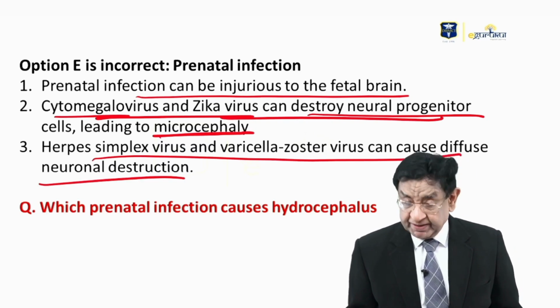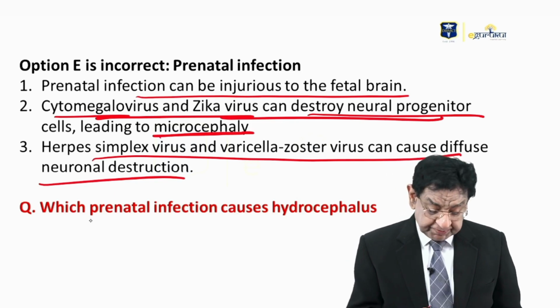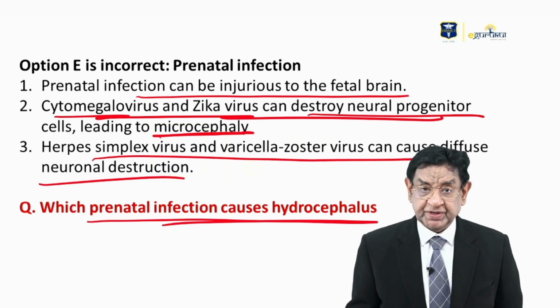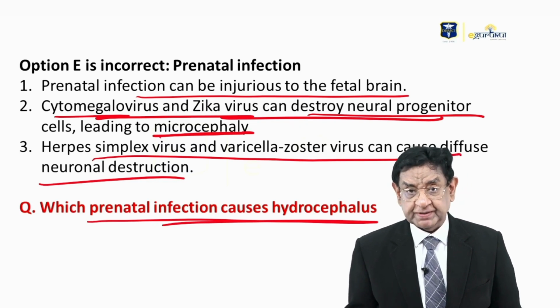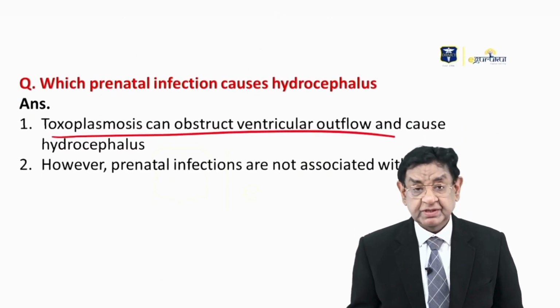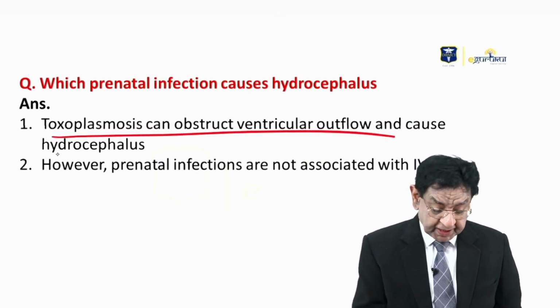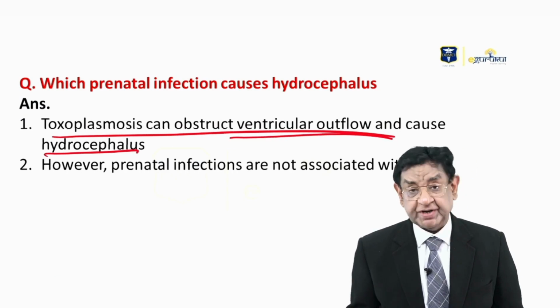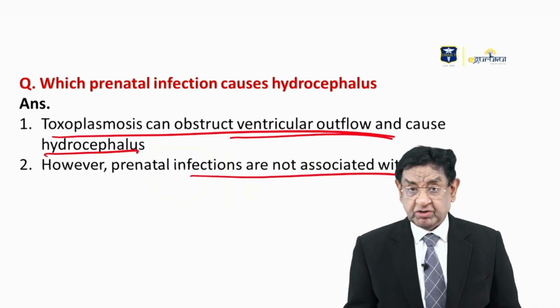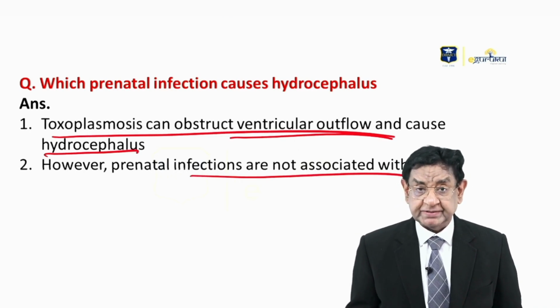And now I have a question. Which prenatal infection can lead to hydrocephalus? Stop the video, write down the answer in your copy. Toxoplasmosis can lead to hydrocephalus because it can obstruct ventricular outflow of CSF. But definitely it is usually not associated with IVH.